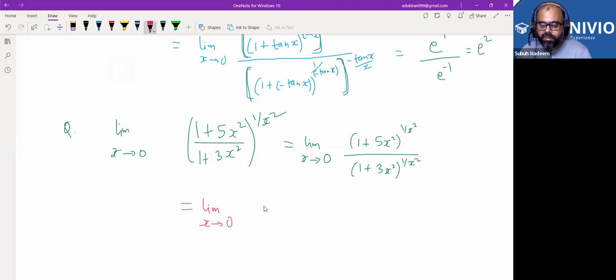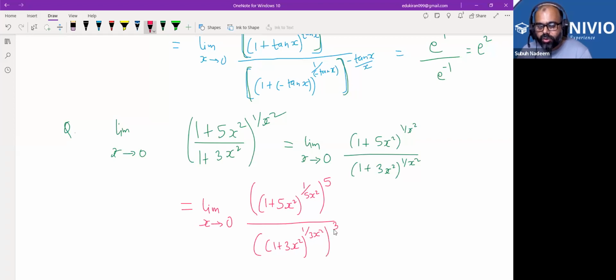So this can be written as 1 plus 5x square to the power 1 by 5x square. But if you are putting a 5 here in the denominator of the power, then you have to put 5 here also. Similarly, this is 1 plus 3x square to the power 1 by 3x square. X square is already there, but 3 is extra. So you will put 3 also. So what would it be?